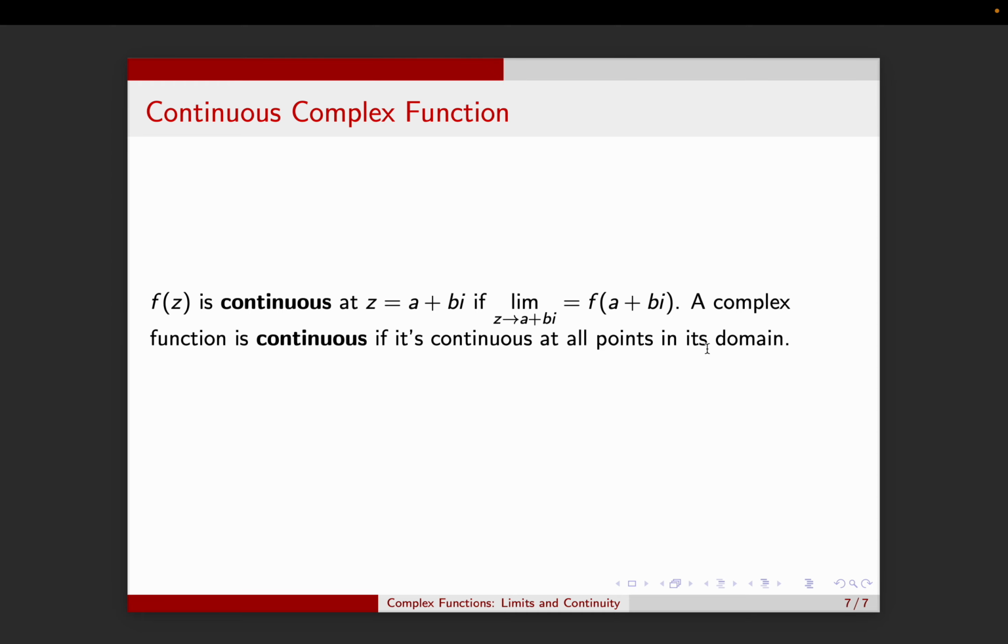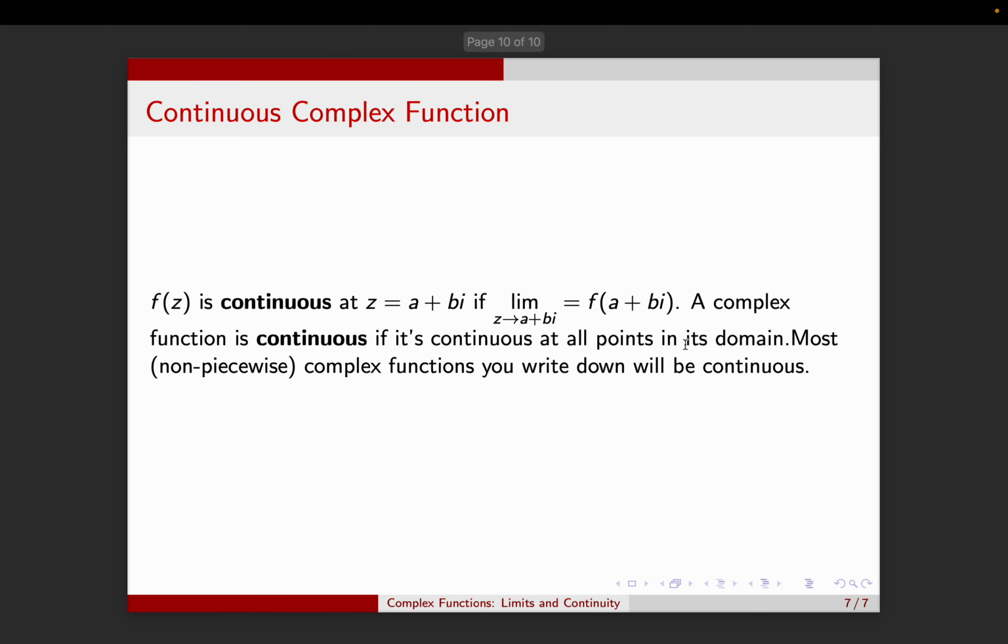Okay, anyway, and then a function is continuous just in general if it's continuous at all points in its domain. And pretty much anything you write down that's not piecewise will be continuous. That was true in Calculus 1. In Calculus 1, if you just write down something like x squared plus cos x or whatever, you're going to end up with a function that's continuous. Same thing with complex functions.